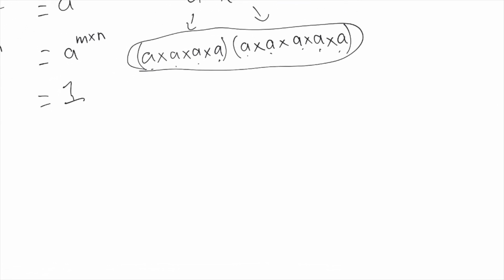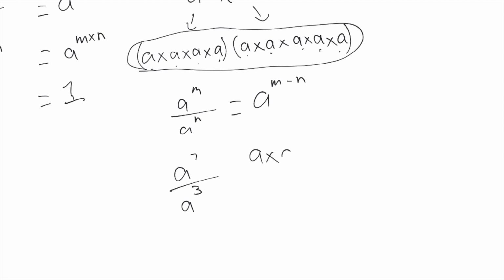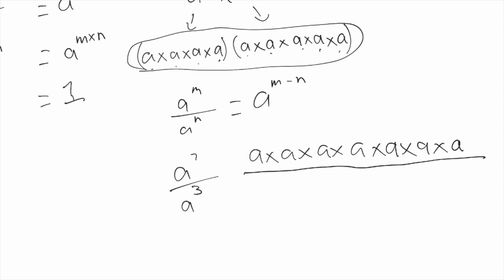So our next index law we're going to look at is our division law. So a to the power of m divided by a to the power of n equals a to the power of m take n. So in this one, we're going to go a to the power of 7 divided by a to the power of 3. Well, 7 expands out to a times a times a times a times a, all 7 times. All right, and we're going to divide that by a times a because that's how a to the power of 3 expands out.